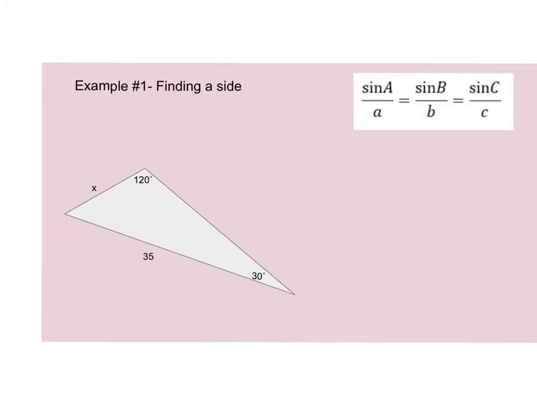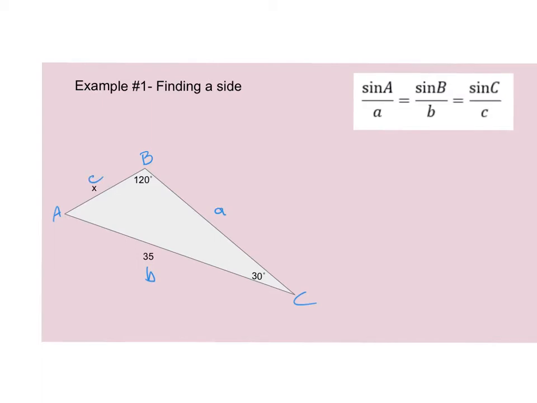Okay, so here we have a non-right triangle. I'm given an angle and its opposite side. I'm also given another angle, and I want to find its opposite side. If we look at the formula up over here, the sine of A over a equals the sine of B over b equals the sine of C over c, basically we can use any of the sides that we want and any of the angles and just make it fit into our formula. So one way that you can do that is to start off by labeling the triangle A, B, and C. It doesn't really matter which one you call A, which one you call B, and which one you call C. So this would be little b, this would be little a, and this would be little c.